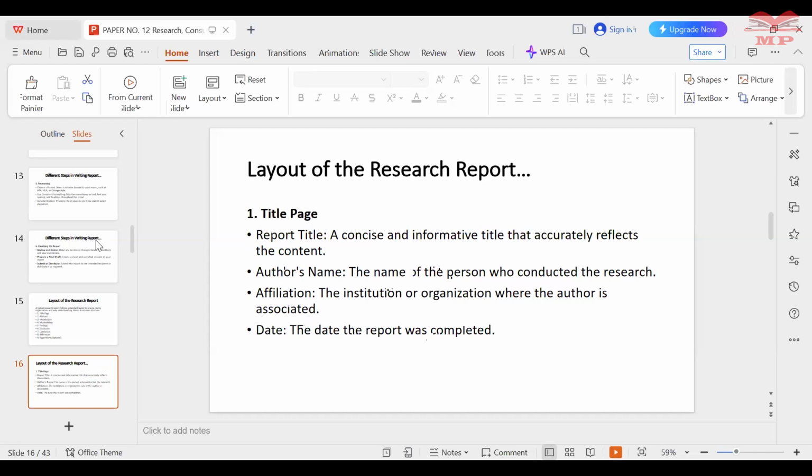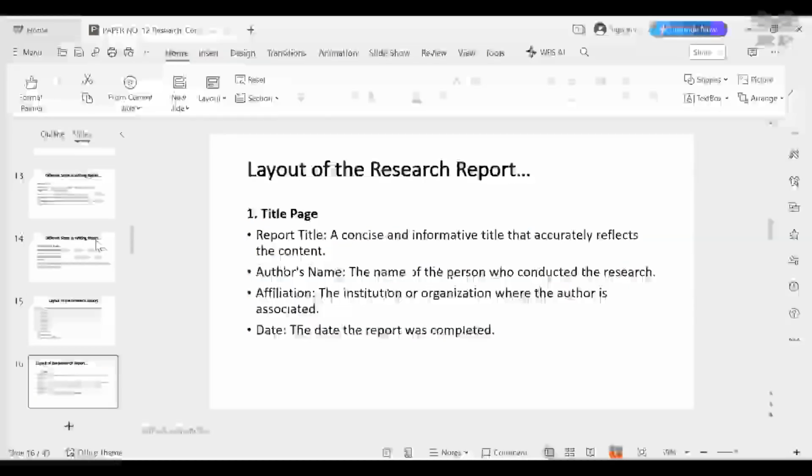be provided. So dear learner, the layout of the research report in relation to the title page should capture the report title, the author's name, affiliation, or the organization where the author is associated, and then the date the report was completed. Because remember, when it comes to a report, we are providing information in what has already taken place.